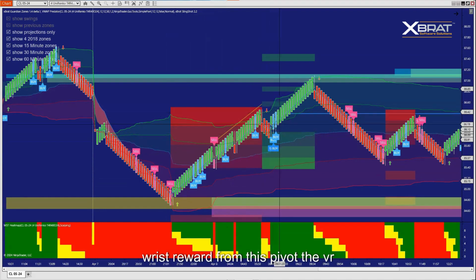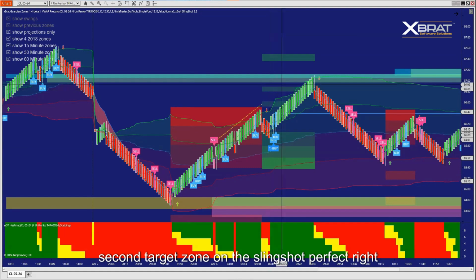We have risk to reward from this pivot for the VWAP Predator, and we also have a type 2 to the second target zone on the Slingshot. Perfect trade.